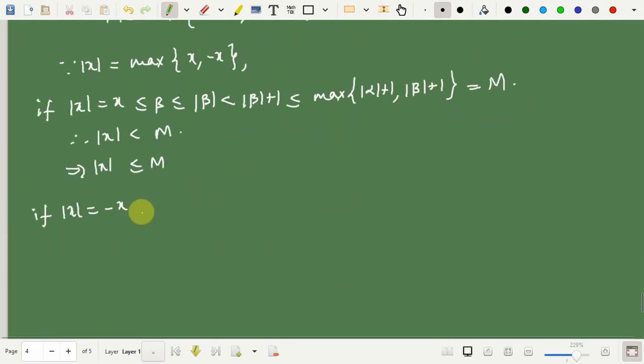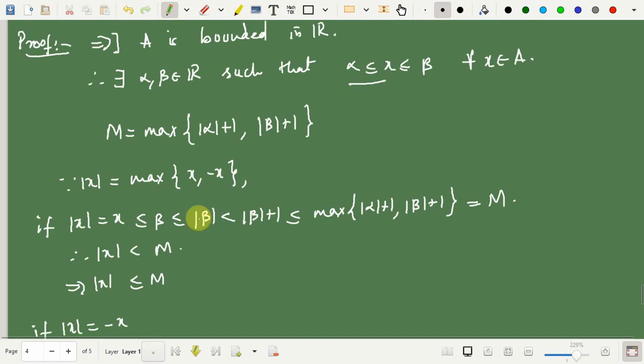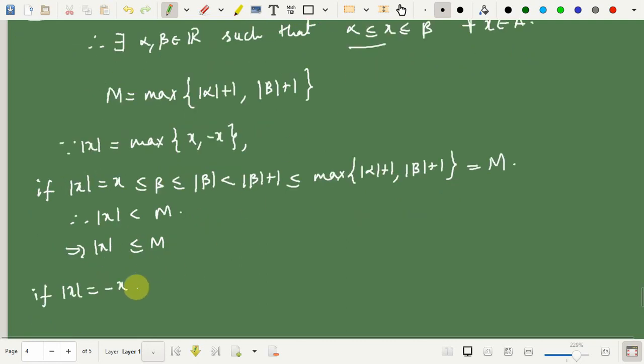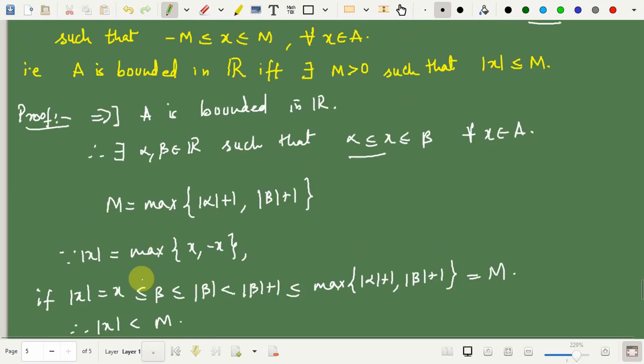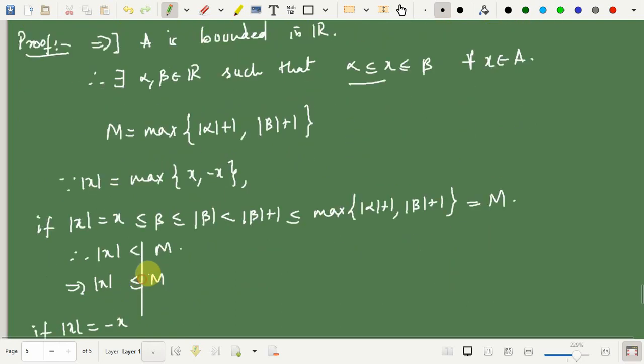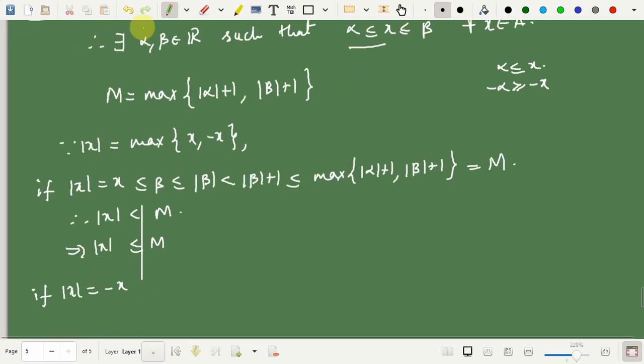If mod of x is equal to minus x, you know that alpha is less than or equal to x. So, therefore, minus alpha is greater than or equal to minus x, and therefore, x has to be less than or equal to minus alpha. Sorry, I should have said minus of x. See, we know that alpha is less than or equal to x, and therefore, we have this. What happened to this?